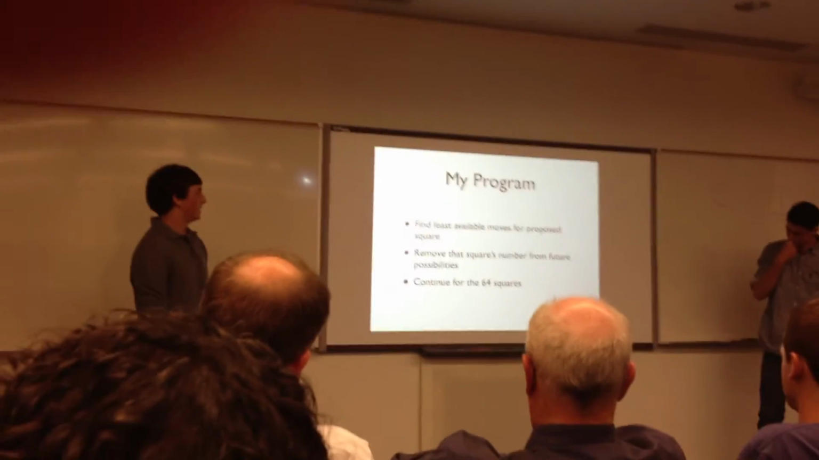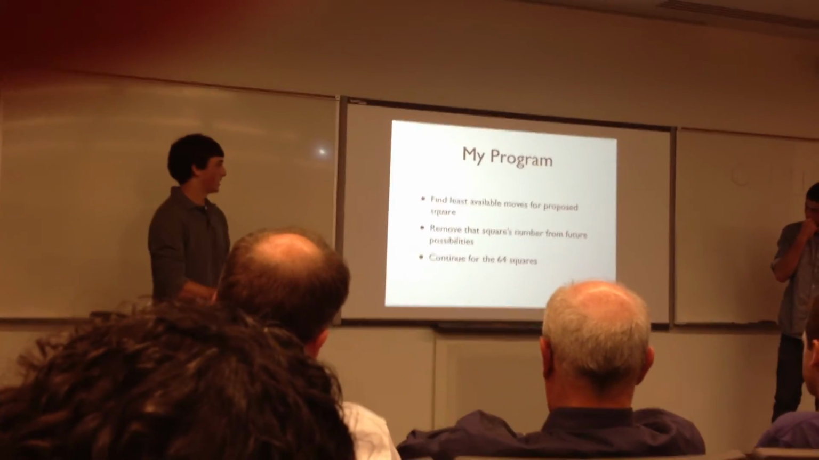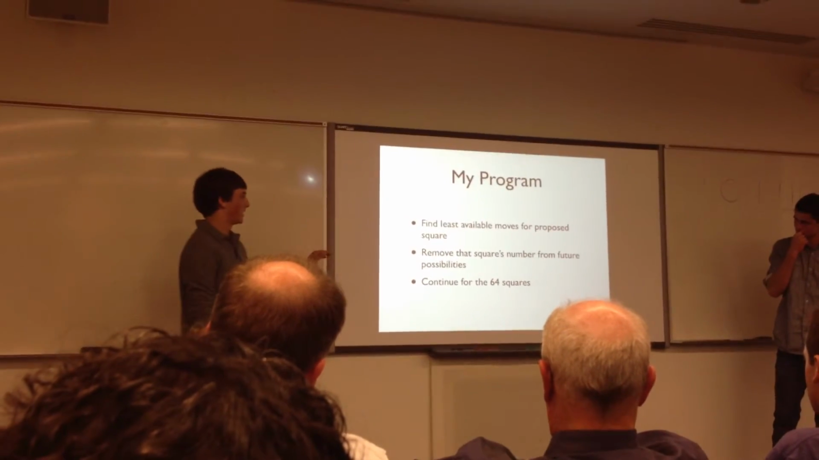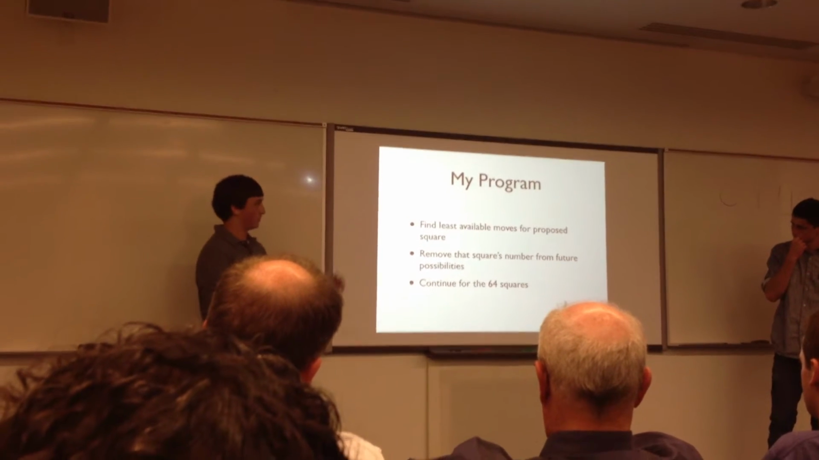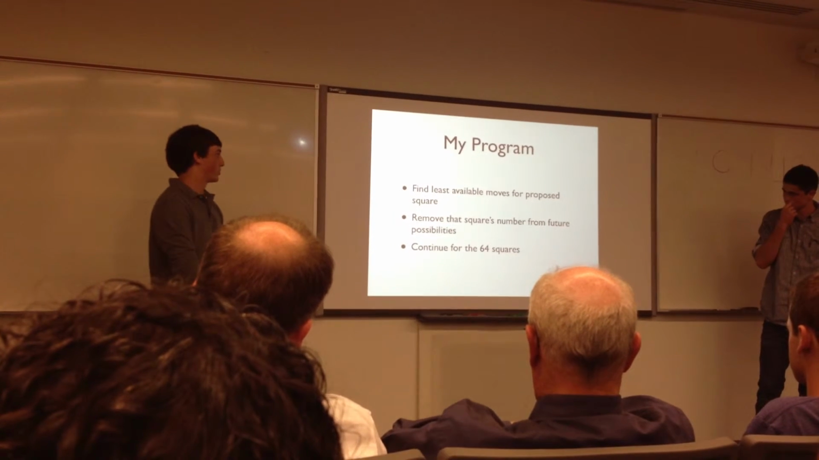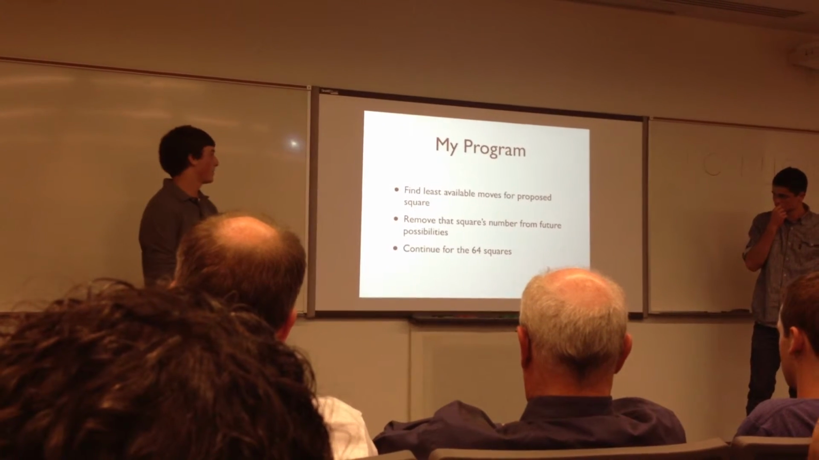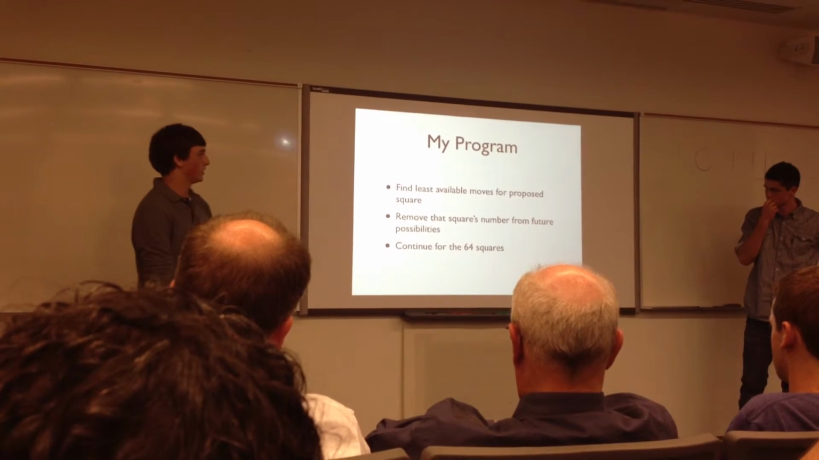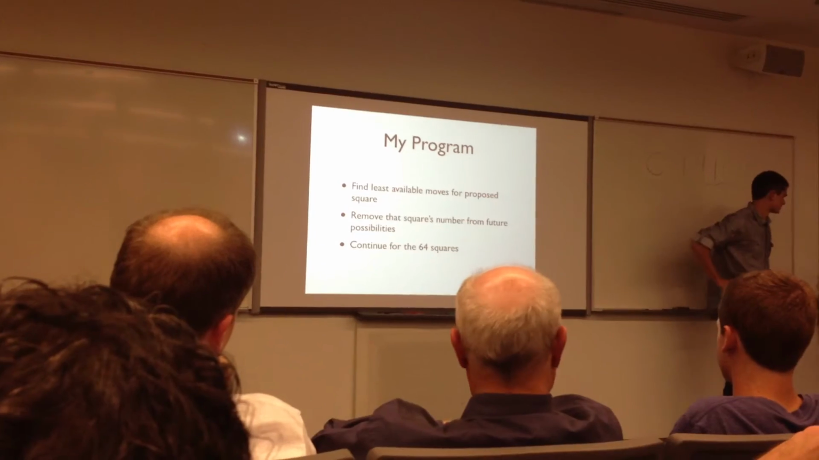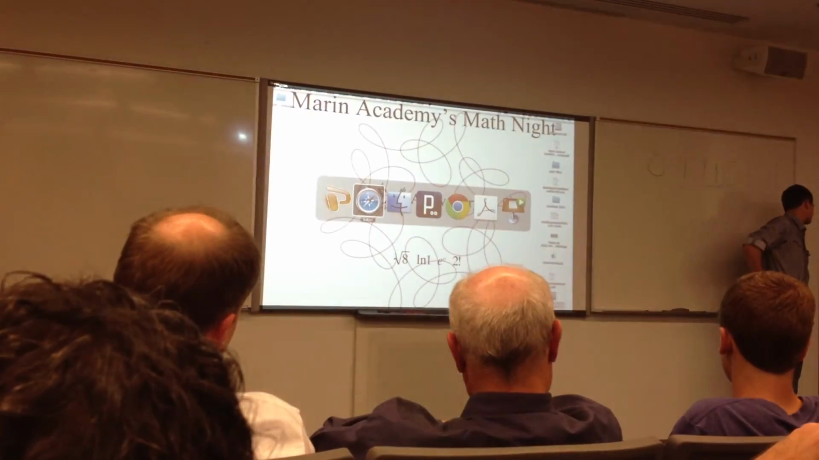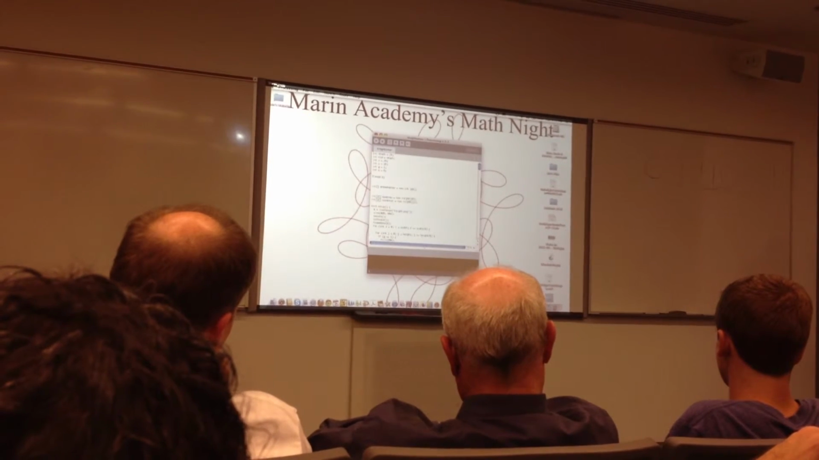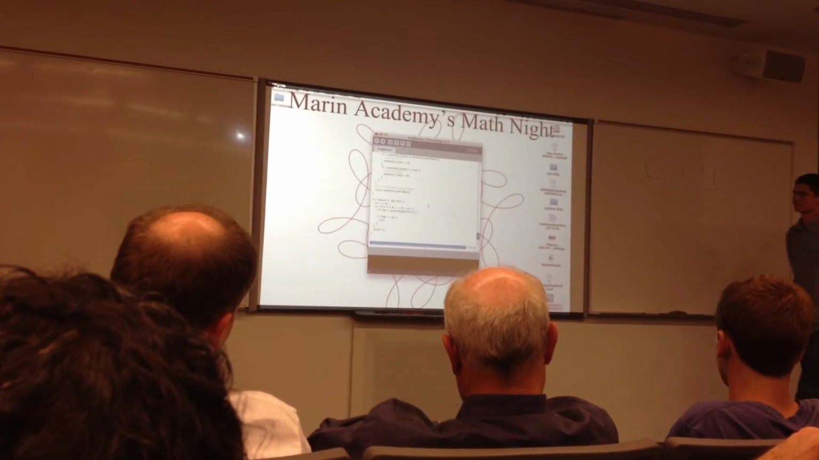It then finds the least available moves for a proposed square to find the next square, following Warnsdorf's rule. And it removes that next move's number from future possibilities, so that the program does not return to squares that have already been landed on. And it continues that for all 64 squares. So to show you the end results, there we go. That's what the program looks like.